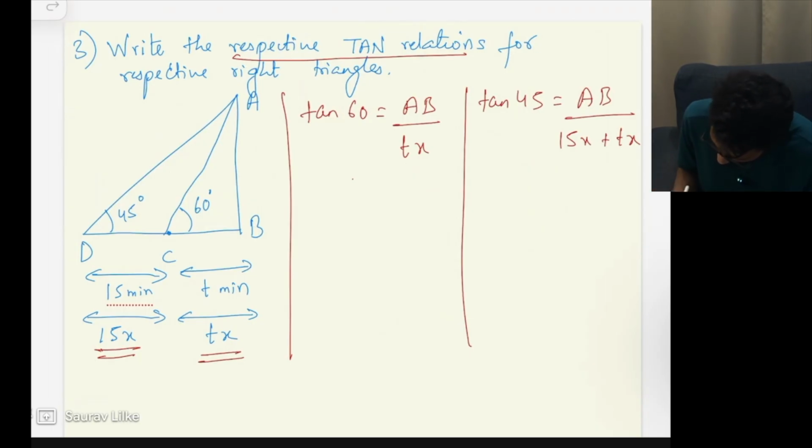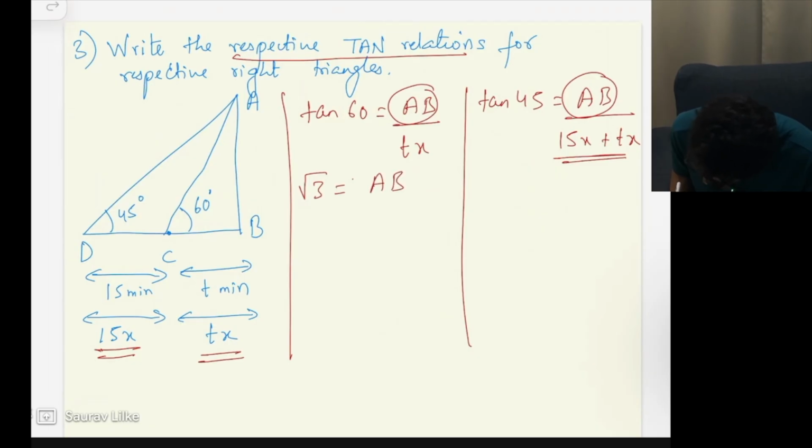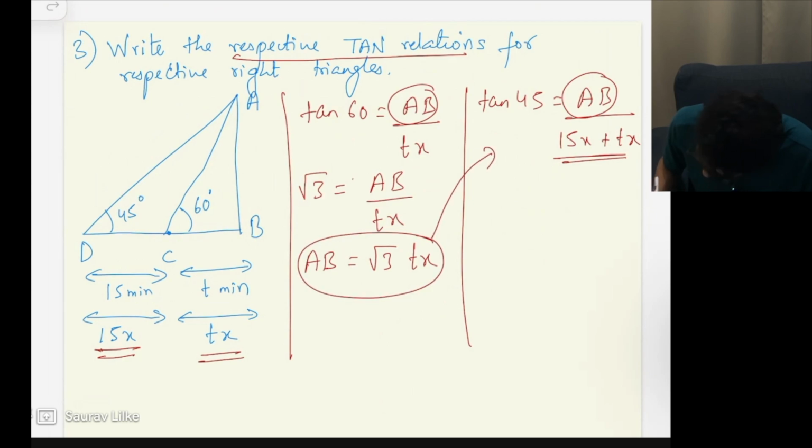If I see carefully, in AB and AB, this x can be taken common, it will be 15 plus t. So I will first find the value of AB from the first equation. Tan 60 is root 3 equal to AB by tx. AB is coming as root 3 times tx. Now I will put this in the second part. Tan 45 is 1, AB will be root 3 times tx.